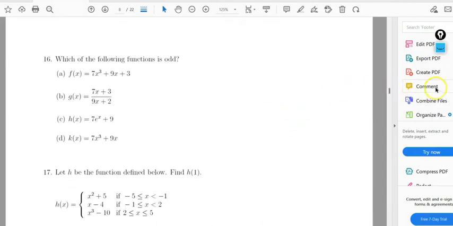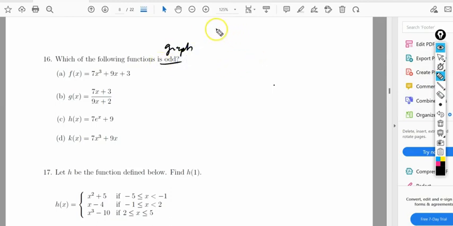Which of the following functions is odd? Well, look at them in your graphing calculator. Now, the graph of an odd function, you turn it upside down, and it will be exactly the same.